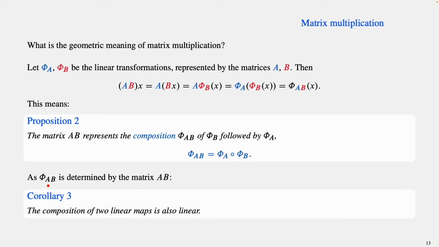And the composition phi AB is determined by the matrix A times B. So in particular, what follows immediately from this proposition is that the composition of two linear maps is also a linear map, because the composition of two linear maps is a map that is represented by a matrix vector multiplication.